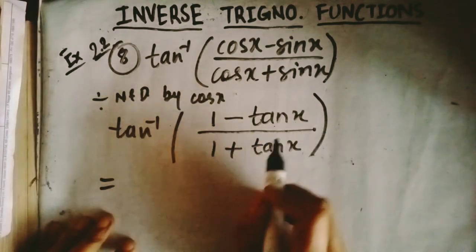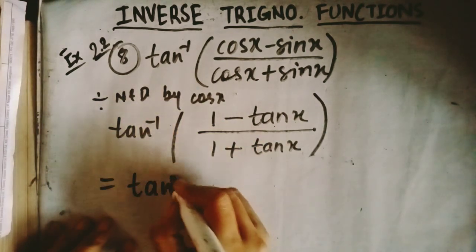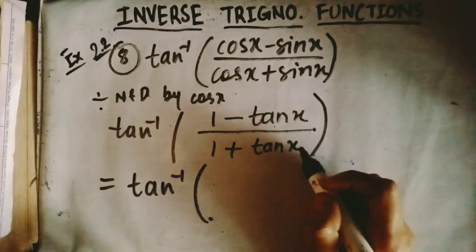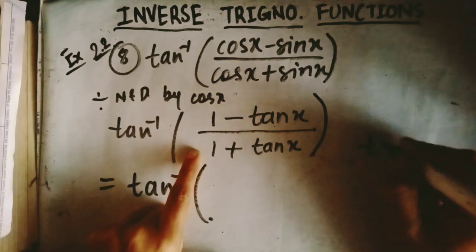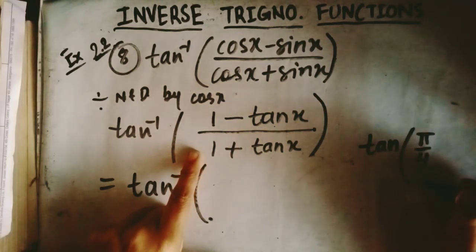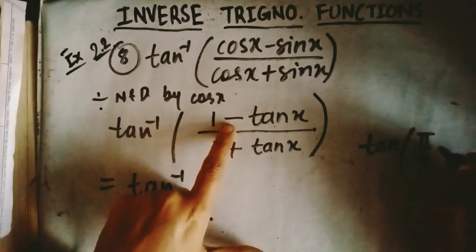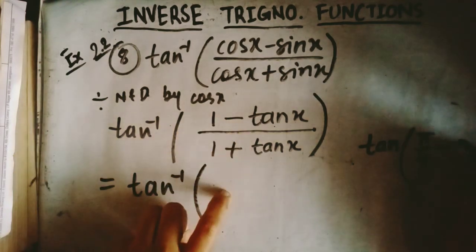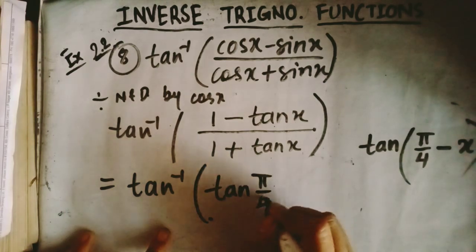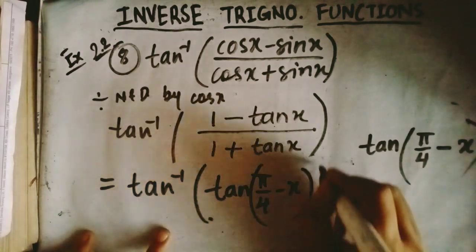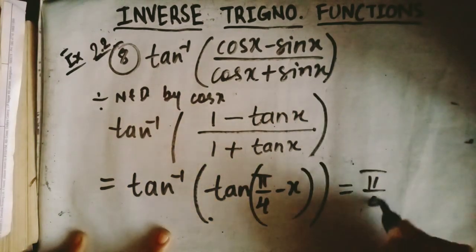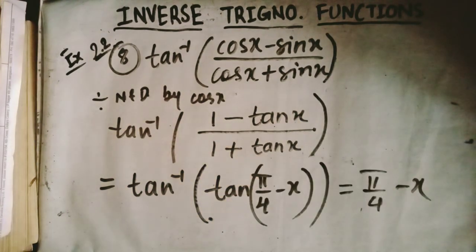And this is nothing but our tan inverse. We have solved one question based on this. So this is the tan of a plus b formula, that is tan of pi by 4 plus x. Here the minus sign is there, so you have to use minus x. So this is tan of a minus b.